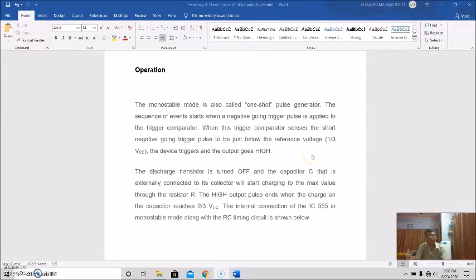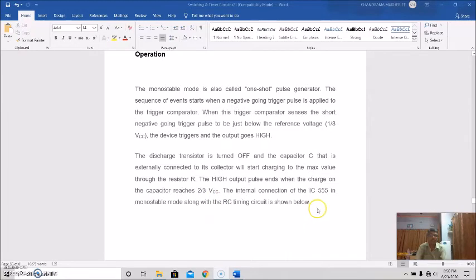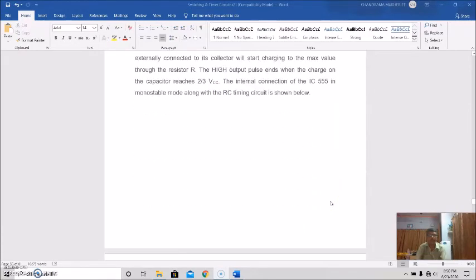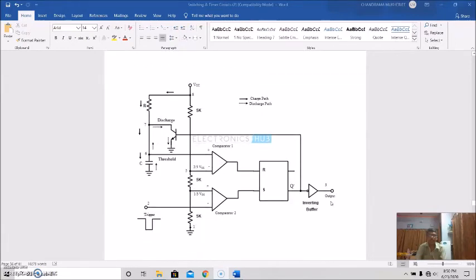The discharge transistor is turned off, and the capacitor C, which is externally connected to its collector, will start charging to the maximum value through resistor R, and the high output pulse ends when the charge on the capacitor reaches 2/3 of the VCC. The internal connection of IC 555 in monostable mode using the RC timing circuit is shown here. This is the circuit.